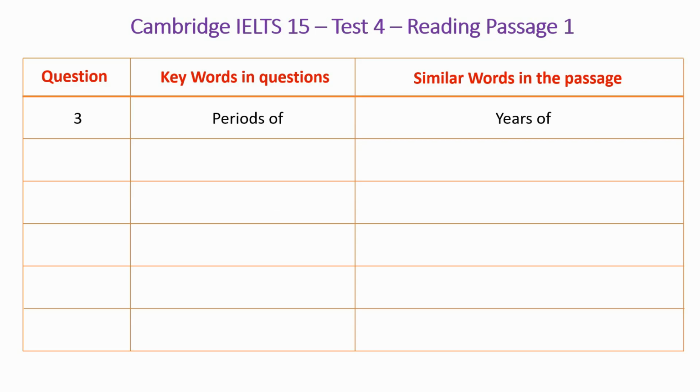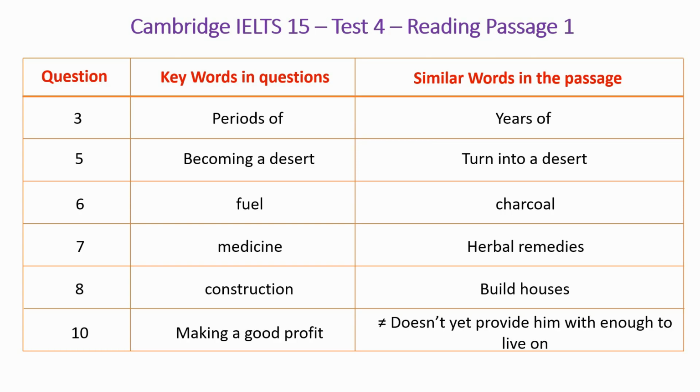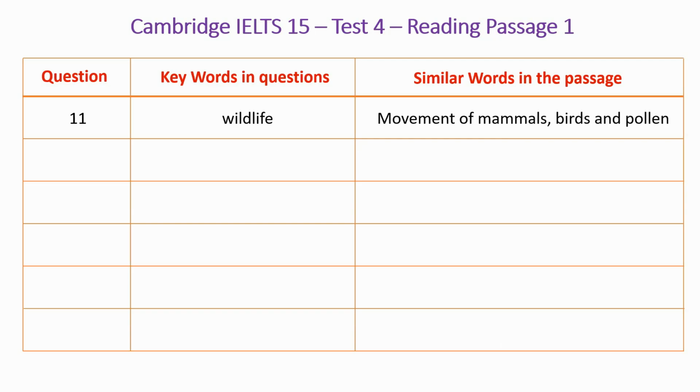Periods of, years of. Becoming a desert, turning into a desert. Fuel, charcoal. Medicine, herbal remedies. Construction, build houses. Making a good profit, the opposite, doesn't yet provide him with enough to live on. Wildlife, movement of mammals, birds and pollen. Preserve, contract. Large area, huge expanse. I used a color code. Large means huge, area means expanse.